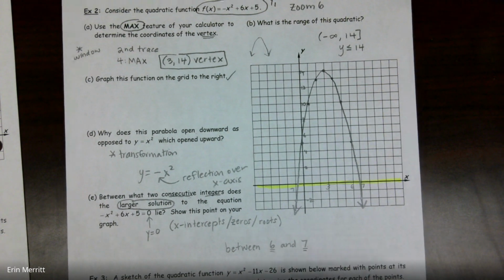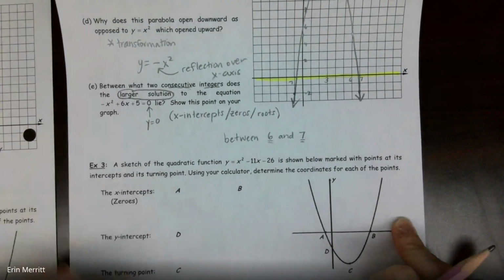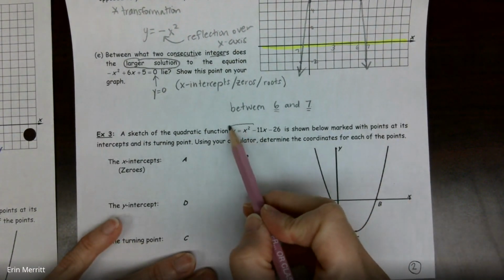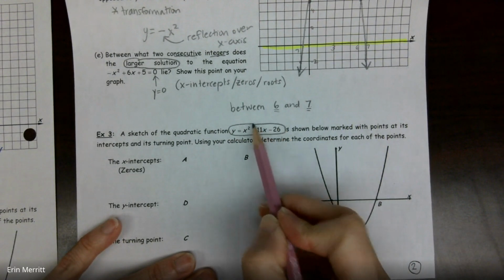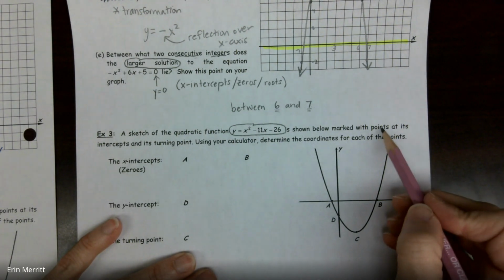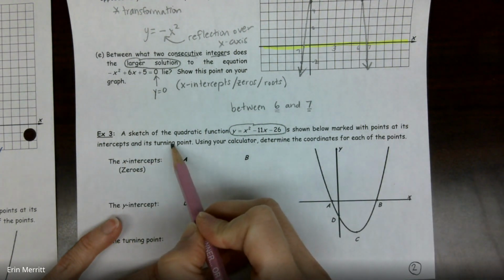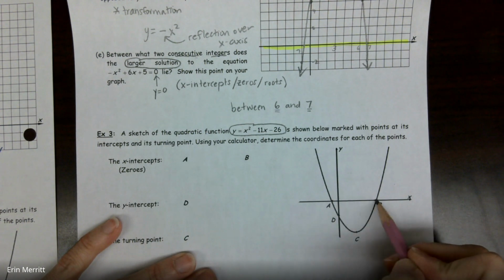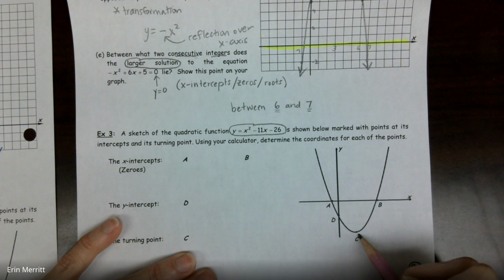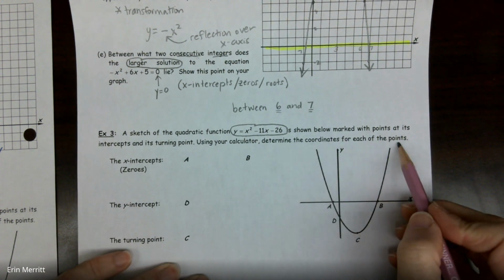Okay, the very last part, when you're looking at this, is going to run through some calculator practice. It's saying you've got the equation y equals x squared minus 11x minus 26 shown below. It's got points marked at its intercepts and its turning point, so its vertex. So A and B are the intercepts. D is the y-intercept. Excuse me, those are x's, this is y, and then that's your vertex. So it's saying use the calculator to find all the coordinates of each.